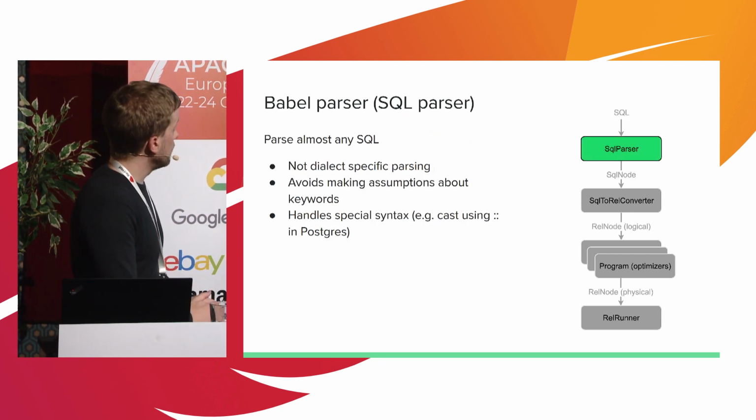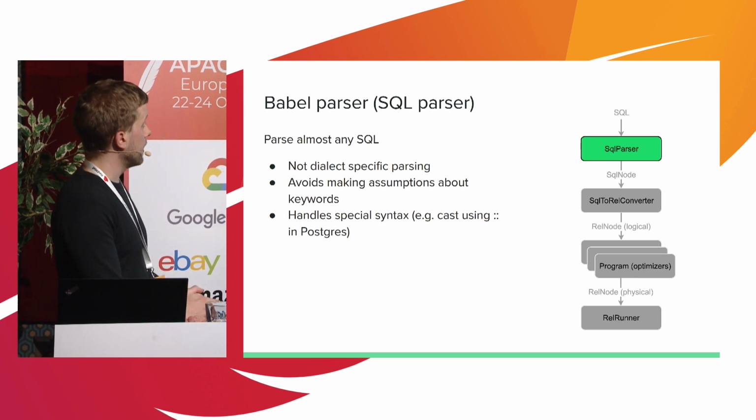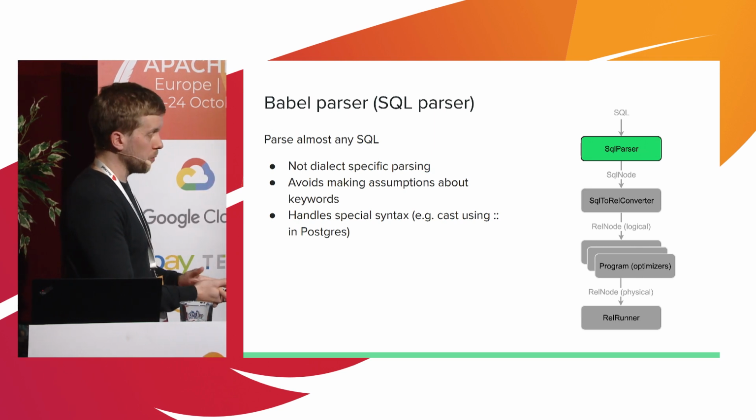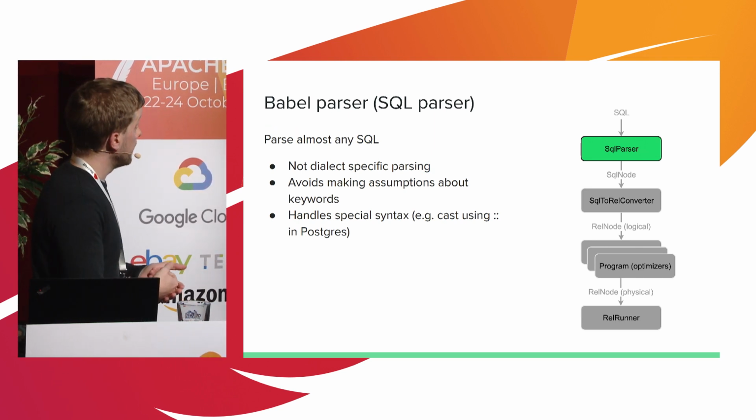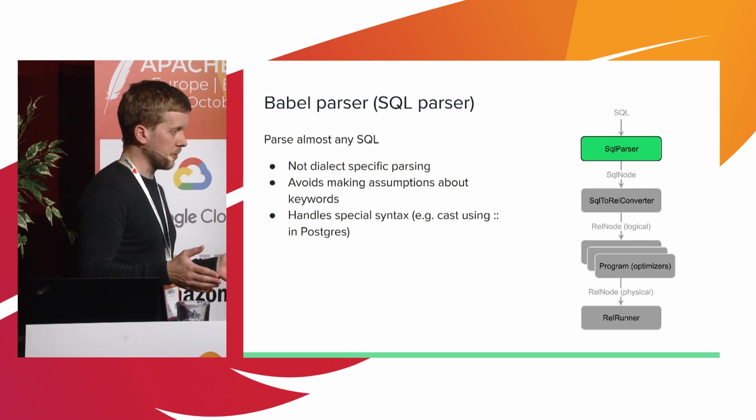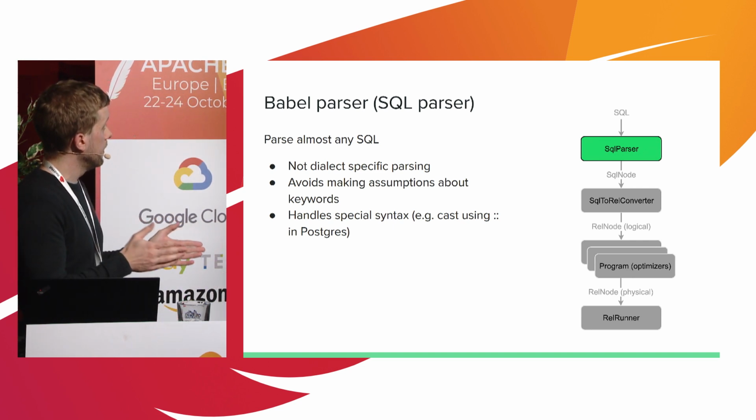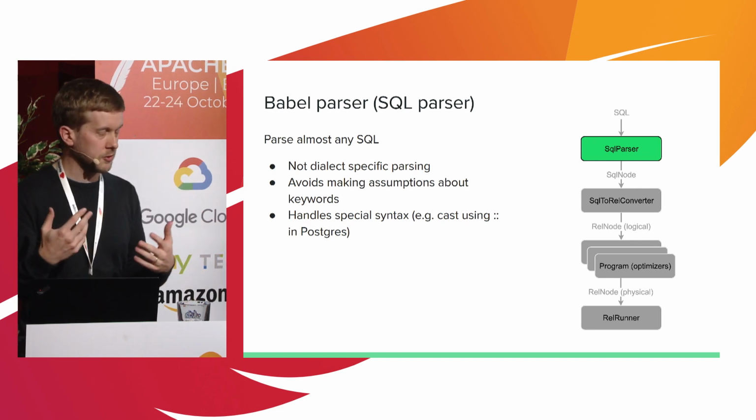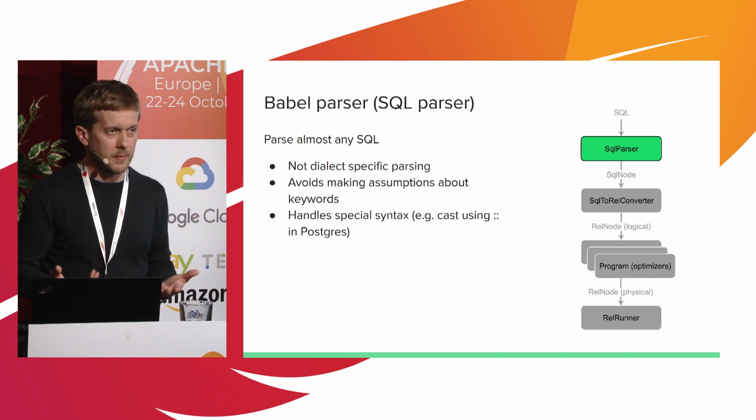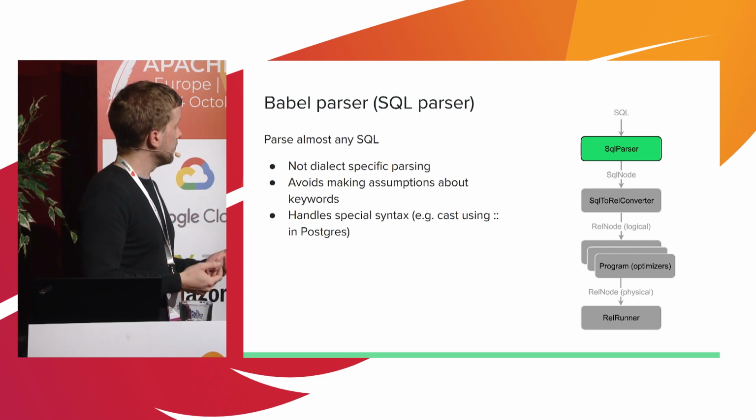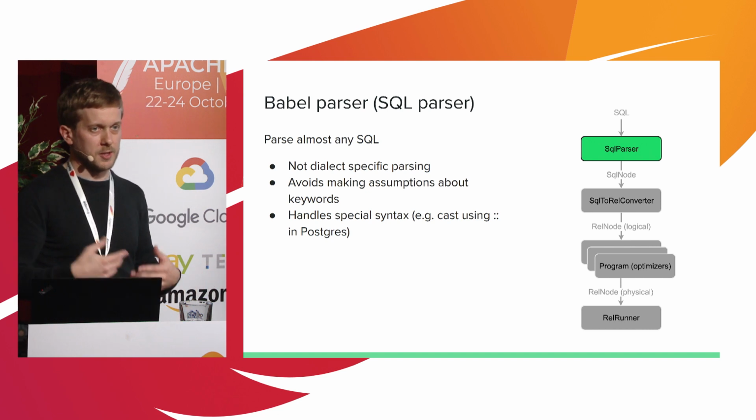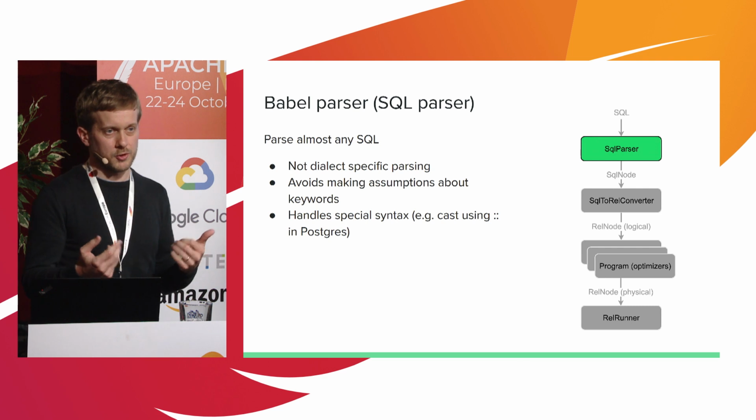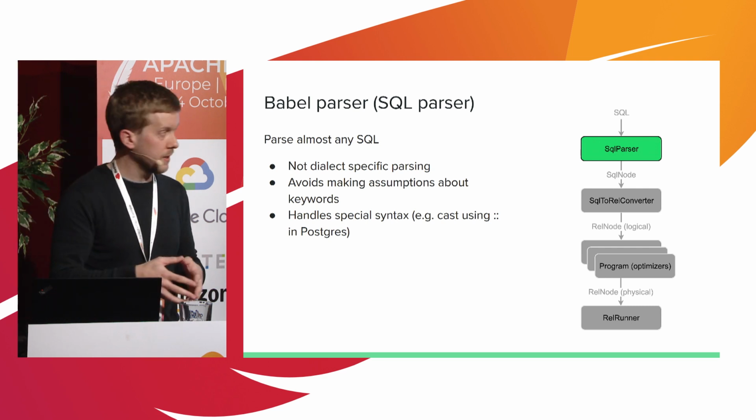Now let's look at some of these tools. We start off with the Babel parser. The Babel parser is interesting. By default, as said, the SQL parser accepts standard SQL, but the Babel parser basically extends that so it can support much more than standard SQL. It avoids making assumptions about certain keywords, so you can use date as a column name, for example, because some SQL dialects basically support this. It also handles special syntax, like for example the Postgres double colon, which is used for casting.